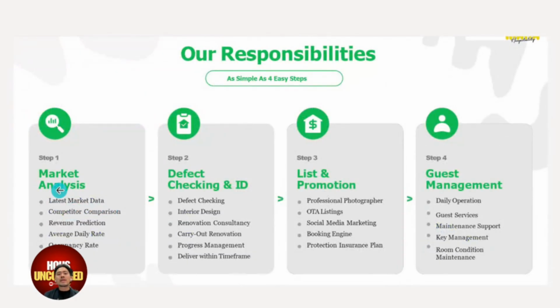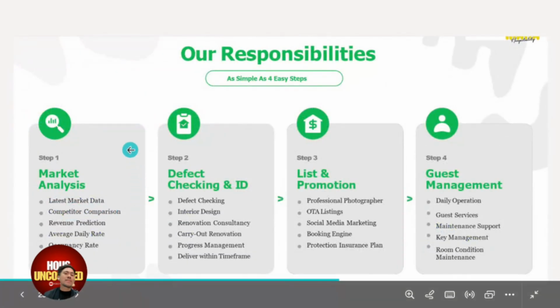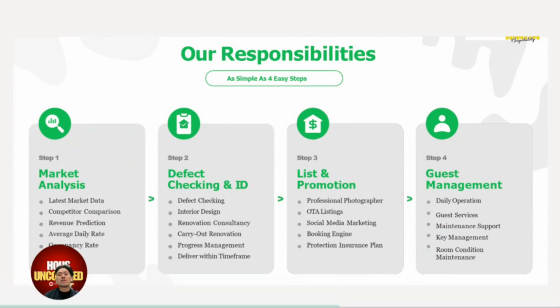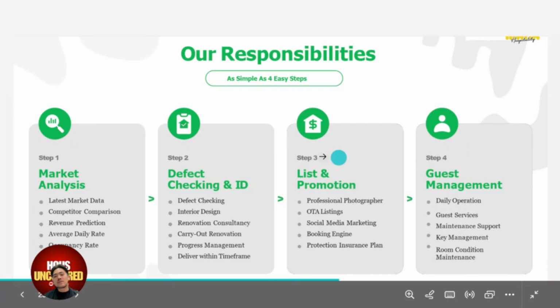So what they do is that, of course, they will compile all their market data based on what they have done to actually come up with pricing, to come up with process SOPs that make it convenient for the guests to stay. That's why they have all this management system, and they also do their own marketing.